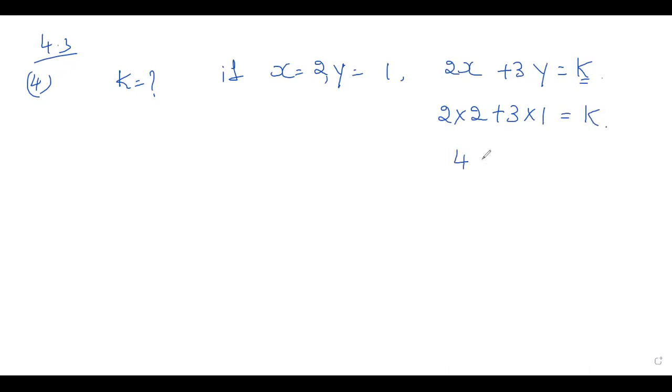2 into 2 is 4. 3 into 1 is 3. K. 4 plus 3 is 7. Yes. So the value of k is 7.